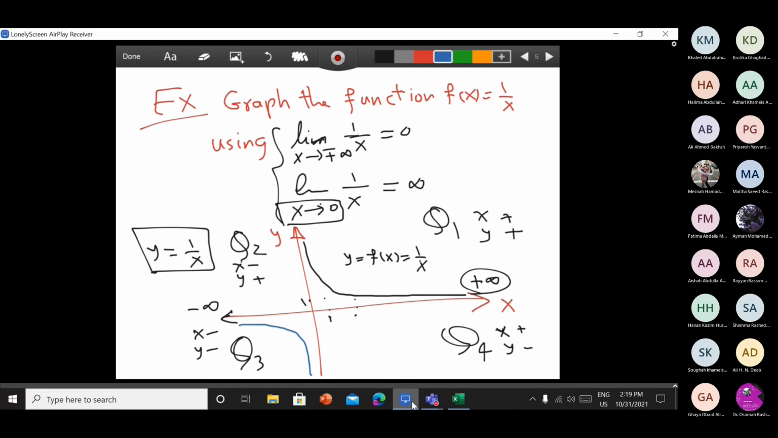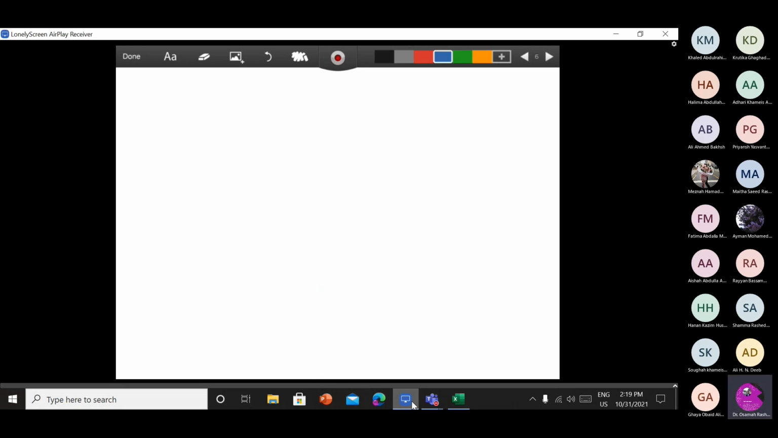Now, what do I call this line, the x-axis, which my function gets very close to when it goes to infinity and to minus infinity? What am I going to say about this 0, where the function will never connect at this point, right?